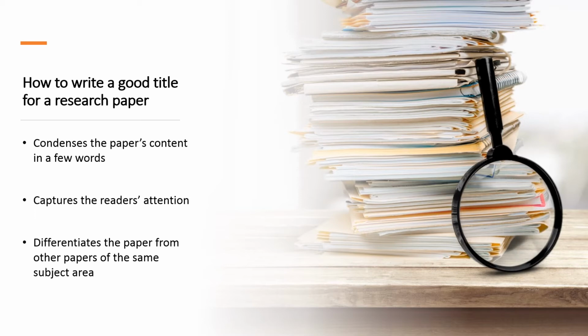Good research paper titles, typically 10 to 12 words long, use descriptive terms and phrases that accurately highlight the core content of the paper, for example, the species studied, the literary work evaluated, or the technology discussed. A good research paper title condenses the paper's content in a few words, captures the reader's attention, and differentiates the paper from other papers of the same subject area. Here are 2 basic tips to keep in mind while writing a title.